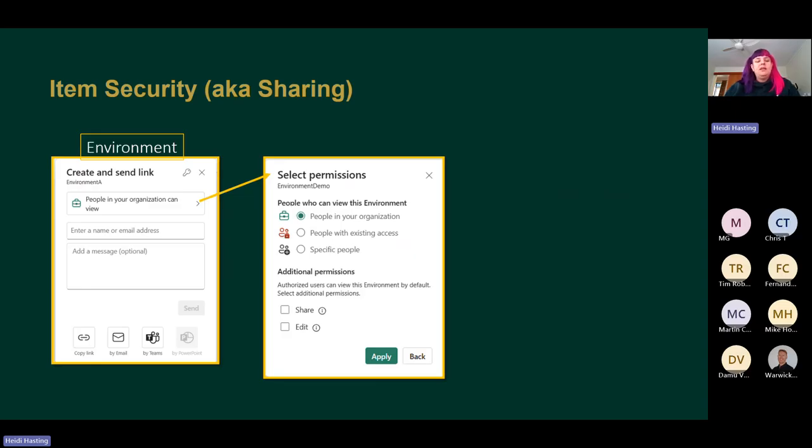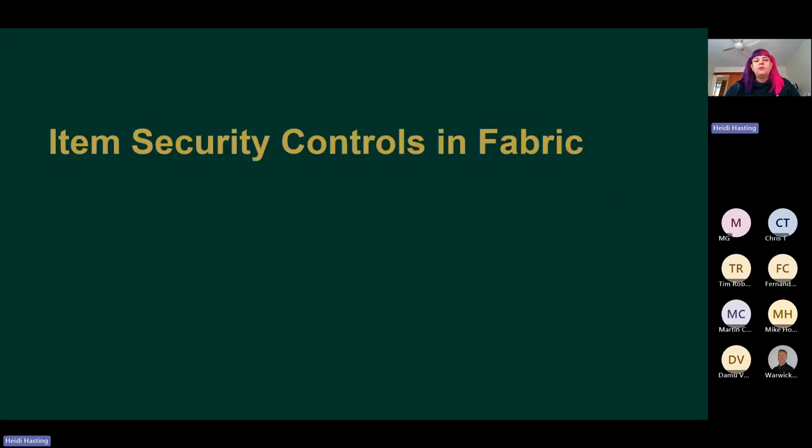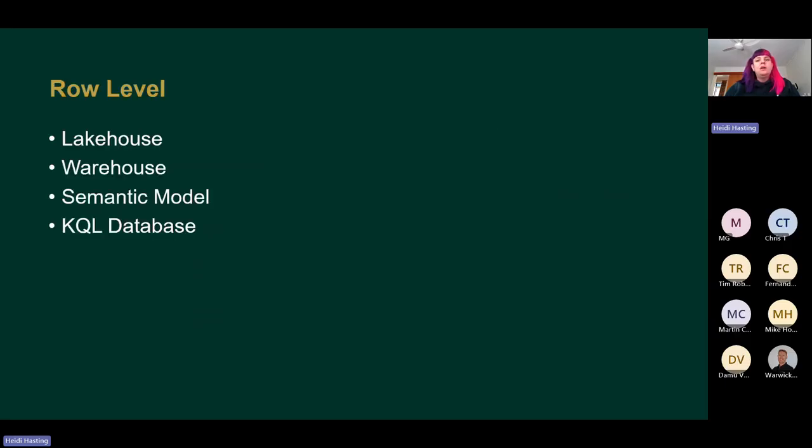Environments also have the ability to do the sharing of an environment, so you can leverage that environment across different groups of people. When it comes to item security, so this is the in-item level controls, we've, of course, got row level security. Now, row level, fortunately, does apply to all four of the storage aspects. So your Lakehouse, your warehouse, KQL database.